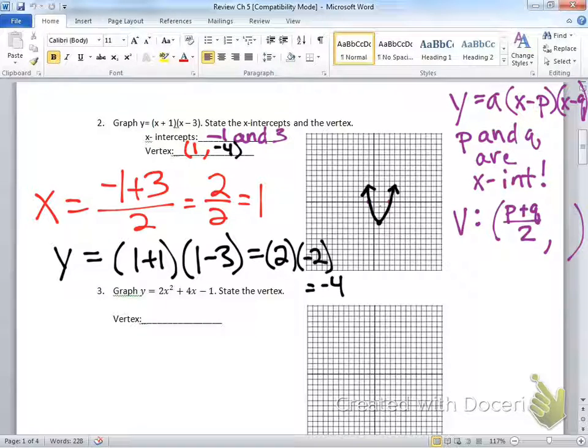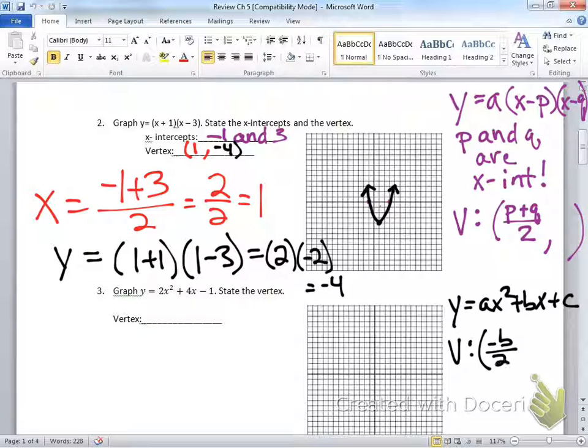All right, I'm going to get going on the next one. So we have y equals ax squared plus bx plus c. This is standard form. For standard form, that's where we find negative b over 2a. That's the x value of the vertex, and then you plug that back in to find the y value of the vertex. And then you use an xy chart.